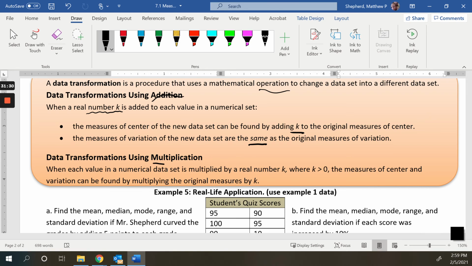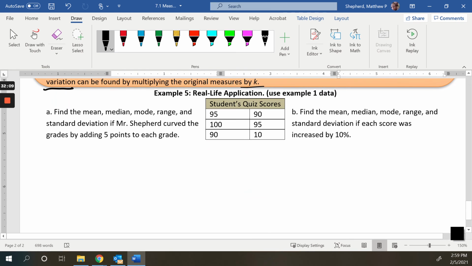When you do this with multiplication, however, each value in a numerical data set is going to get multiplied by the number k, and the measures of center, mean, median, and mode can be found by multiplying the original measures by k. All right, so we would multiply all of them. So measures of center and variation. Whereas variation stayed the same when it was addition, in multiplication, it will also be affected. Okay. All right.